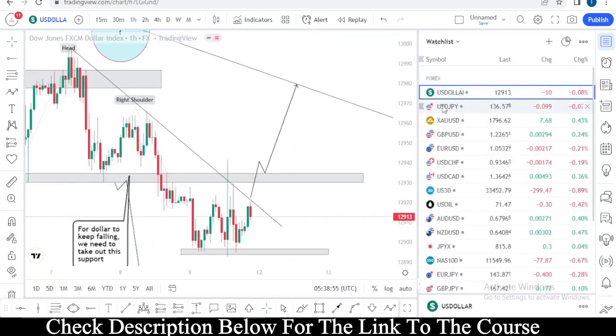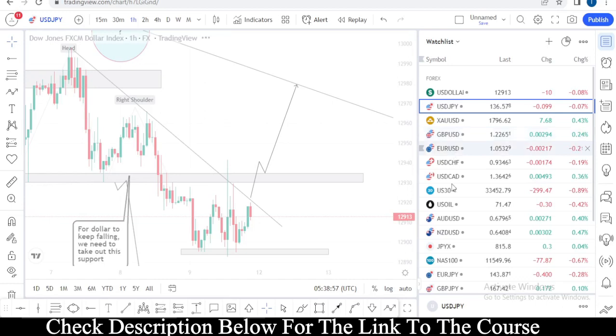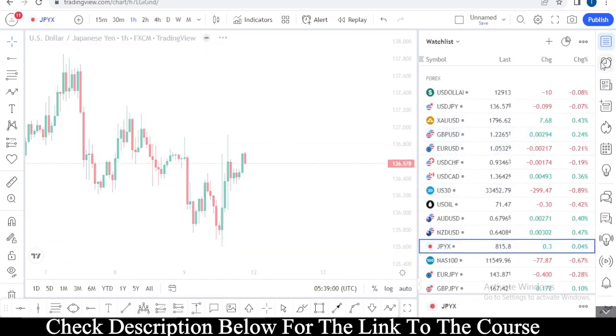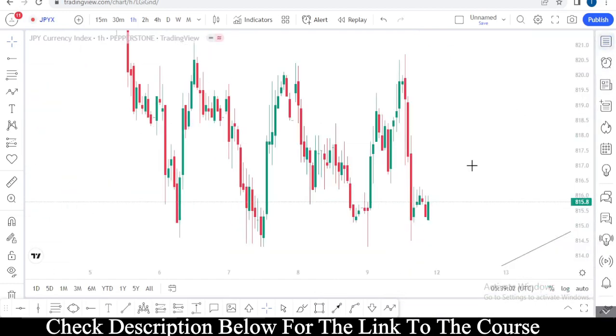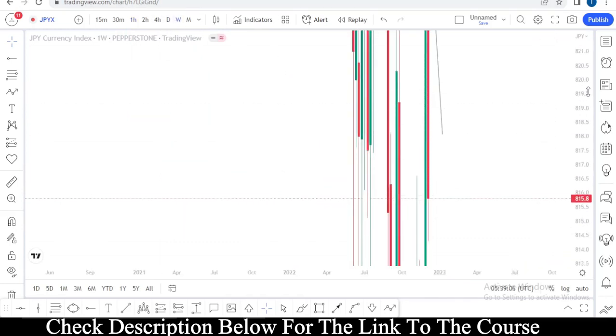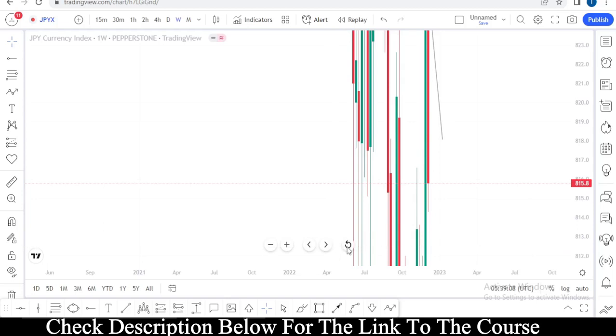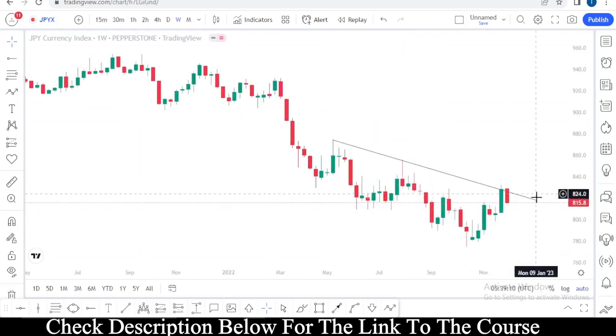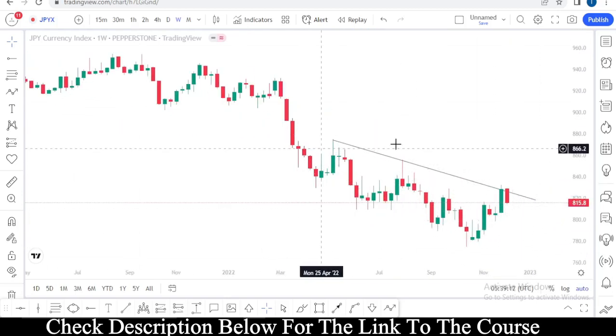So before we go into the pairs, let's look at the Japanese yen. I'm also expecting a weak JPY for next week, and I'm about to show you why. Though the weakness is going to be temporal, because I still think we have space to the upside.